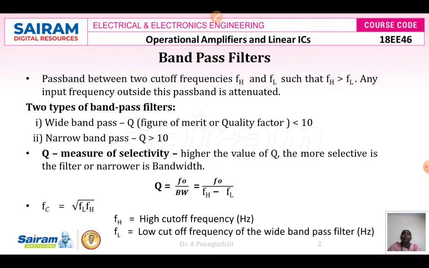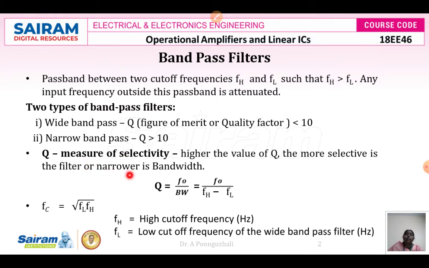Under the band pass filter we classify it into two types. One is the wide band pass filter, the other is the narrow band pass filter. The classification is based on the Q value. If the Q value is less than 10, then it acts as a wide band pass filter. If the Q value is greater than 10, then it is a narrow band pass filter.